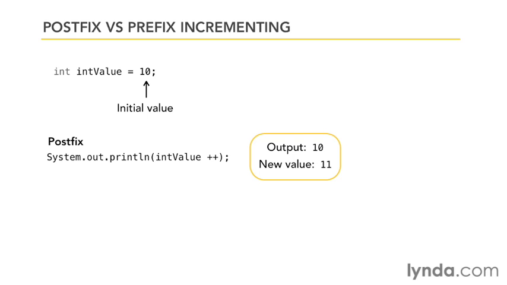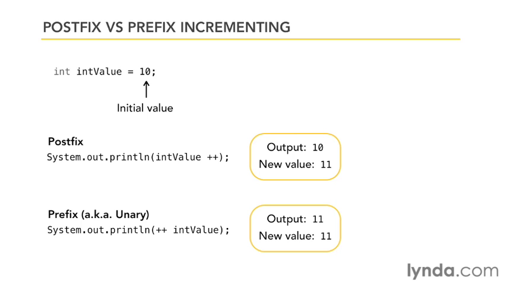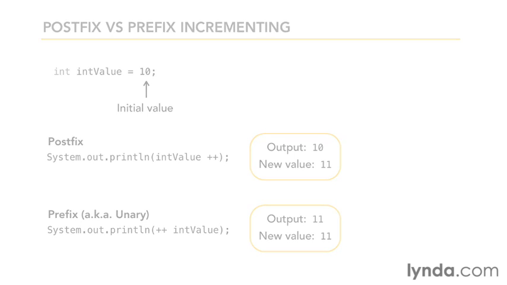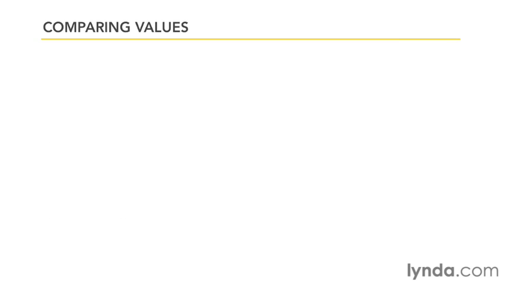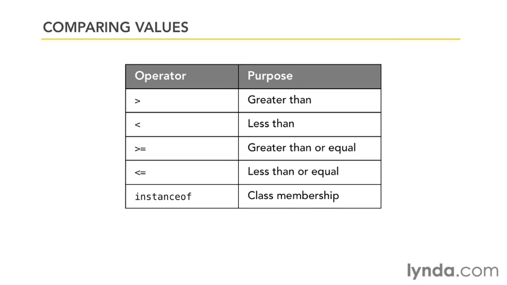If you move the plus plus operator before the variable name, that's called a prefix or a unary operation. This would mean do the math, then evaluate the variable. And in this case, the output and the new value would be the same. Java's relational operators, that is, the operators you use to compare values to each other, look exactly as you would expect.